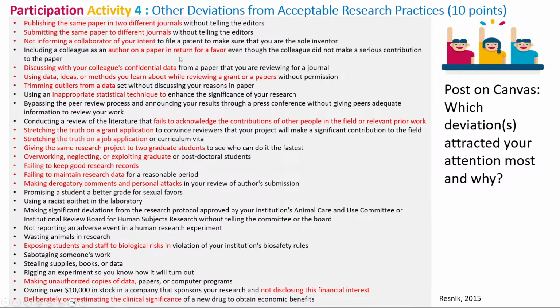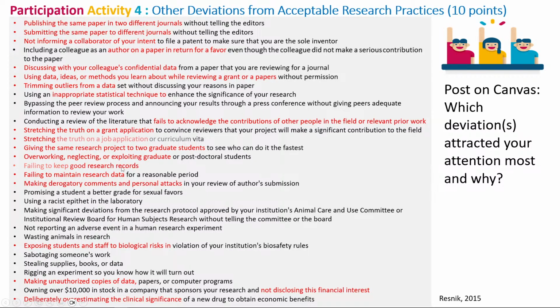Let me answer this question. The ones that stand out for me: including your friends on your paper so that you get more papers. As I mentioned, that would rig the academic system and would not be good. Another one that stands out to me is stretching the truth of a job application or curriculum vitae. I talked about this already, because we somehow tend to do this, so that is something maybe I need to learn more about, and how to deal with something like this.